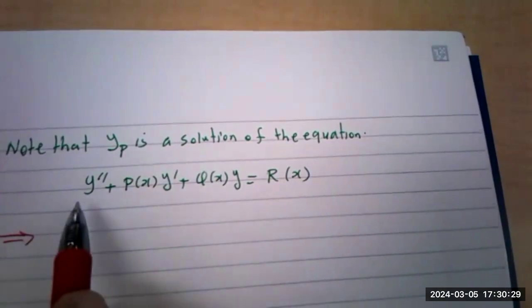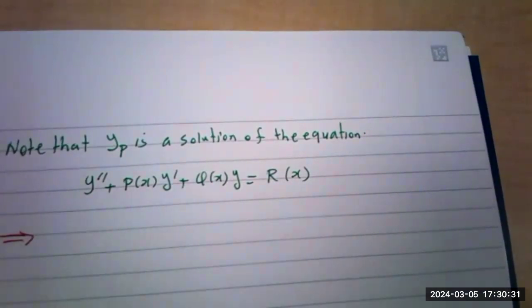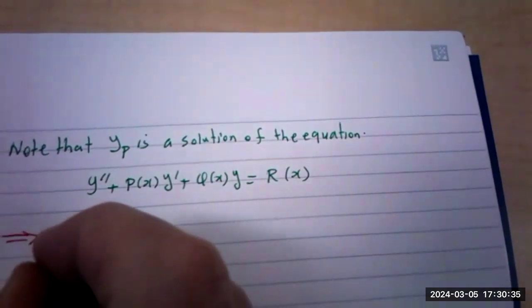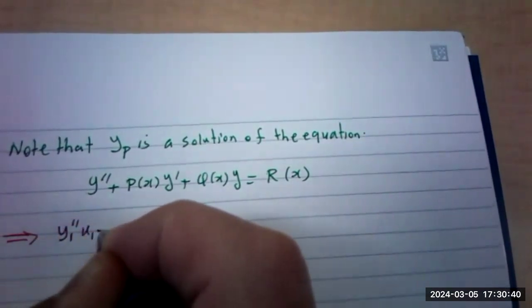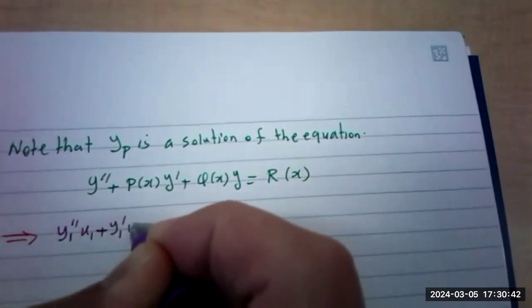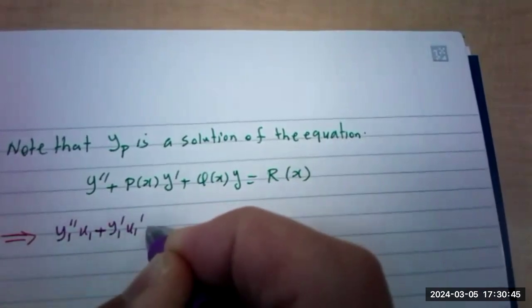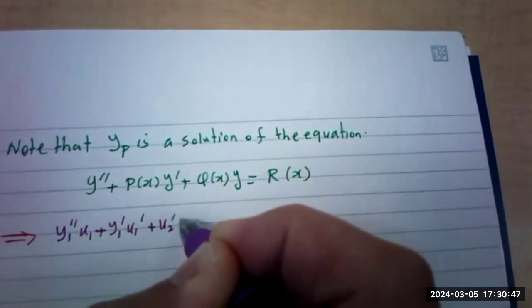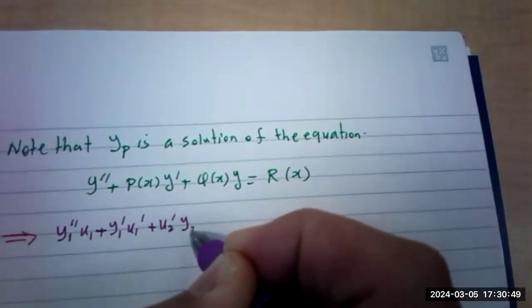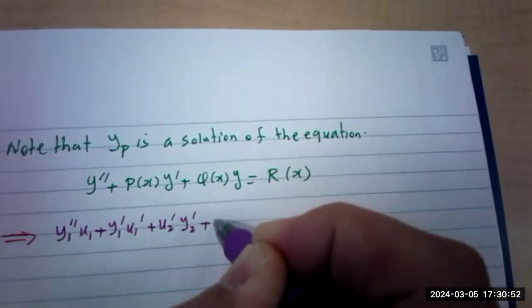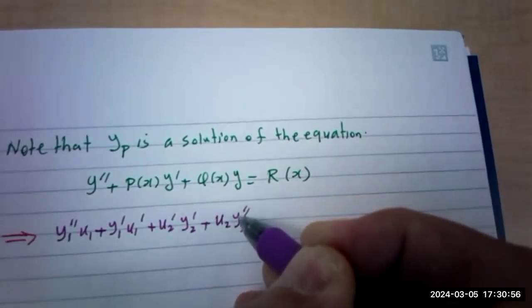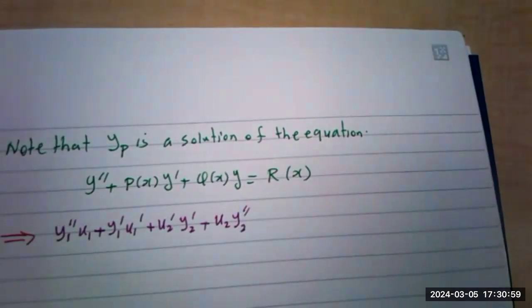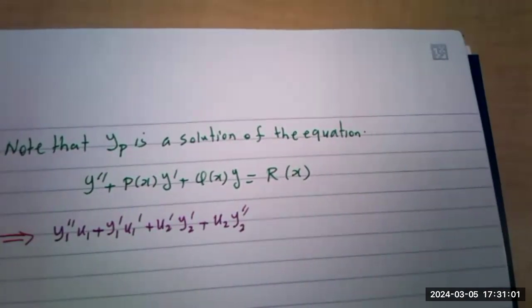Now substitute y double prime. Go to what we did. y double prime was this one: u1 y1 double prime, from the previous part, plus u1 prime y1 prime plus u2 prime y2 prime plus u2 y2 double prime. It's the one that I got from the previous part. Okay, that's y double prime.